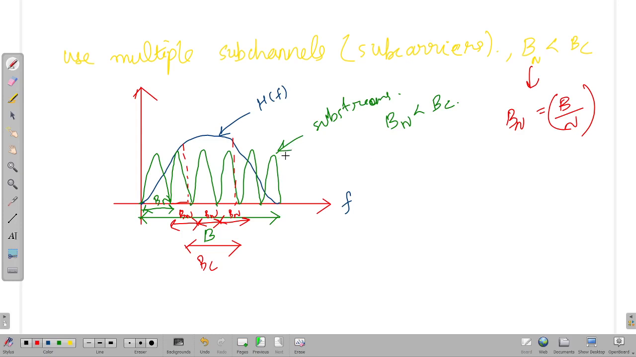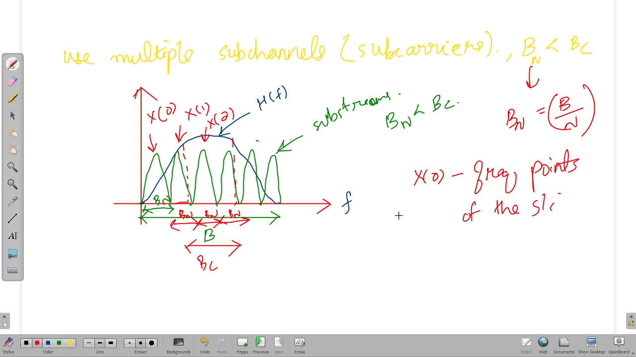Let us see how equalization can be done now. Let me denote this by x of 0. This is x of 1. This is x of 2, etc. All these are subcarriers, and x of 0, x of 1, x of 2 are the frequency points of the signal, right? You are seeing the signal from the frequency domain, and in the frequency domain you will have a number of data points. So basically data points, not frequency points. They are data points of the signal in the frequency domain.